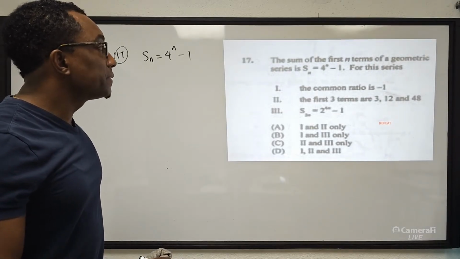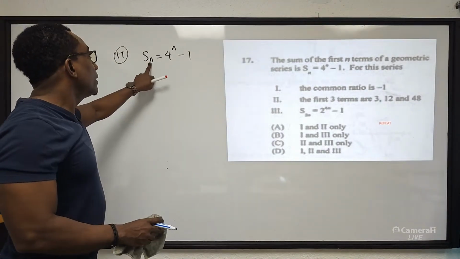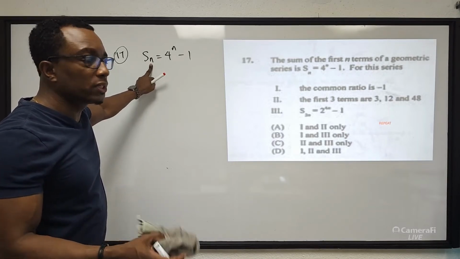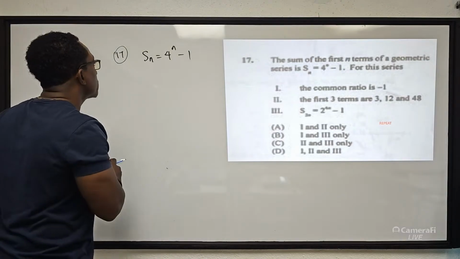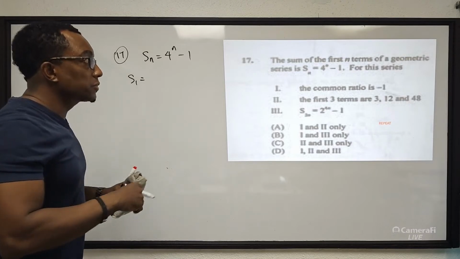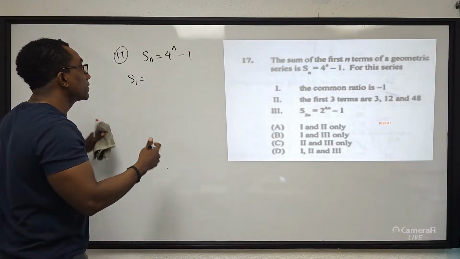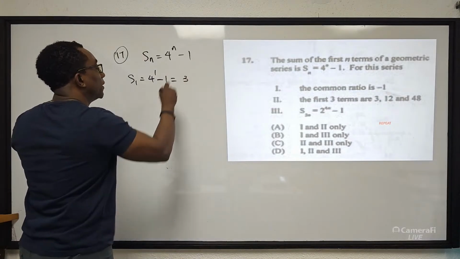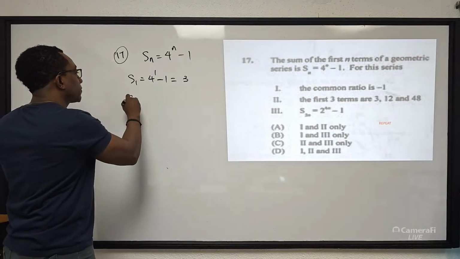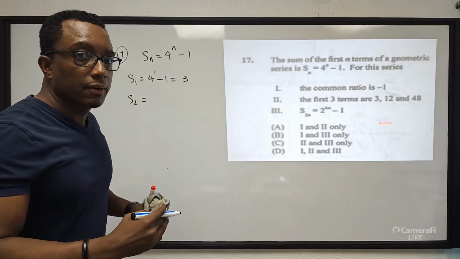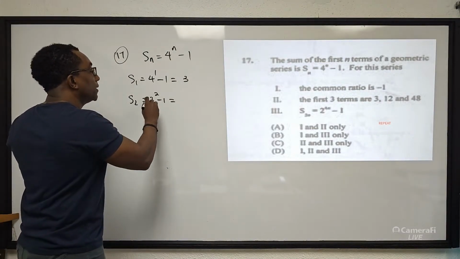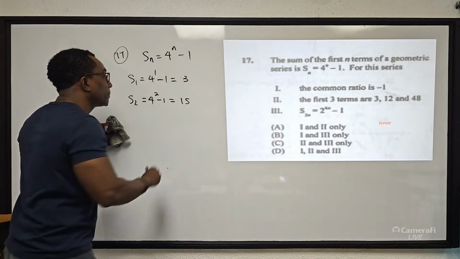Good? Now if that represents the sum, if I have n as 1, so normally when you have that subscript, we start with 1, 2, 3, and go up. So when n is 1, we get S subscript 1, which is the sum of my first term, the only term. The first term is 4 to the power of 1 minus 1, which is 3. Yeah? Now what is my second term? The sum of the first two terms will give me 4 to the power of 2 minus 1. 16 minus 1 is 15.